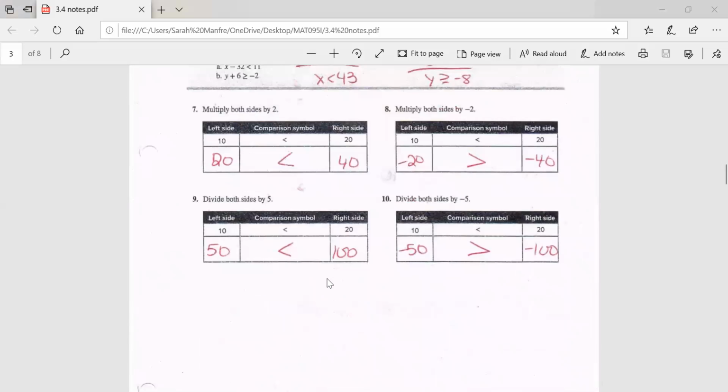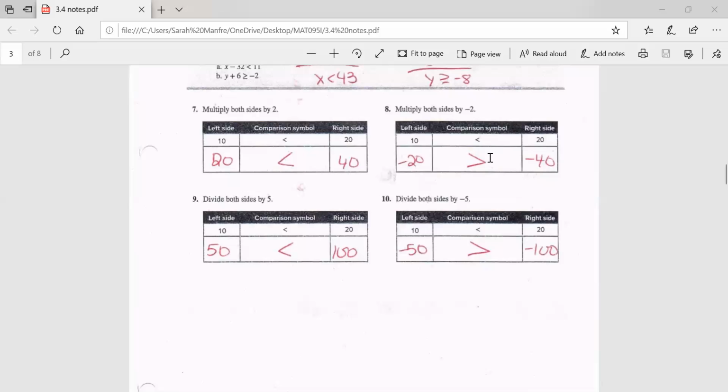Okay, so moving on past addition and subtraction. Now we're going to be looking at multiplying and dividing. So if I were to multiply both sides by 2, 10 times 2 is 20, 20 times 2 is 40. Which one's smaller? 20, so 20 is less than 40. Notice nothing changed. Multiplied by negative 2. 10 times negative 2 is negative 20. 20 times negative 2 is negative 40. Well, what's true? Negative 20 is greater than negative 40. What do you notice happened to this inequality symbol? Does everyone see how it flipped?